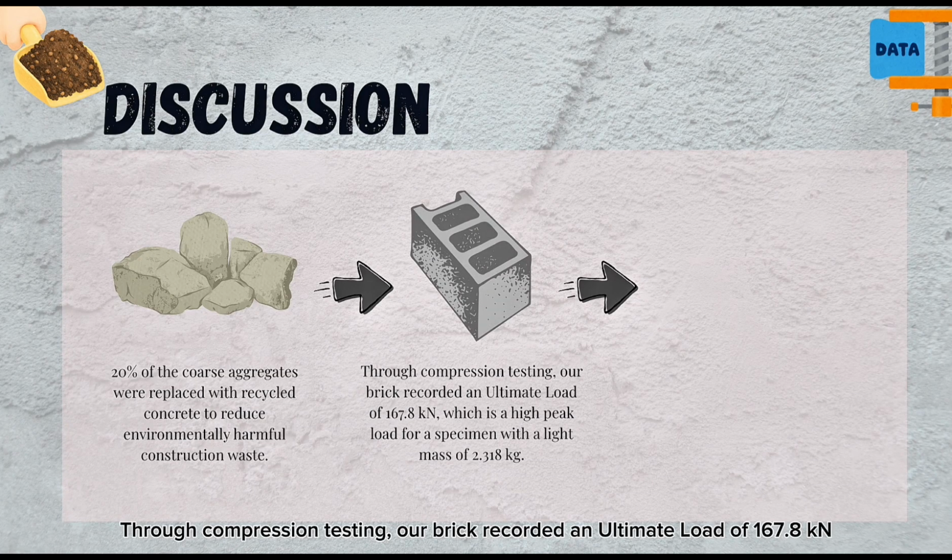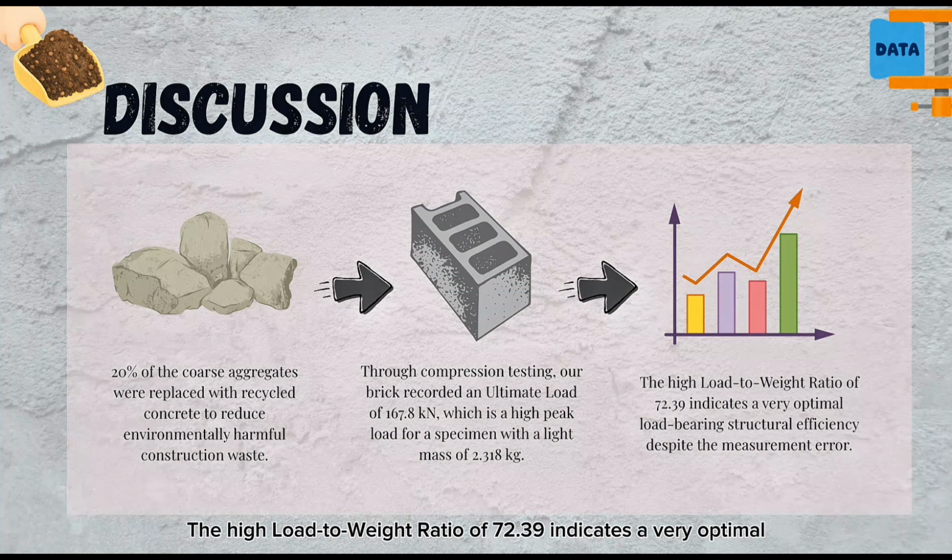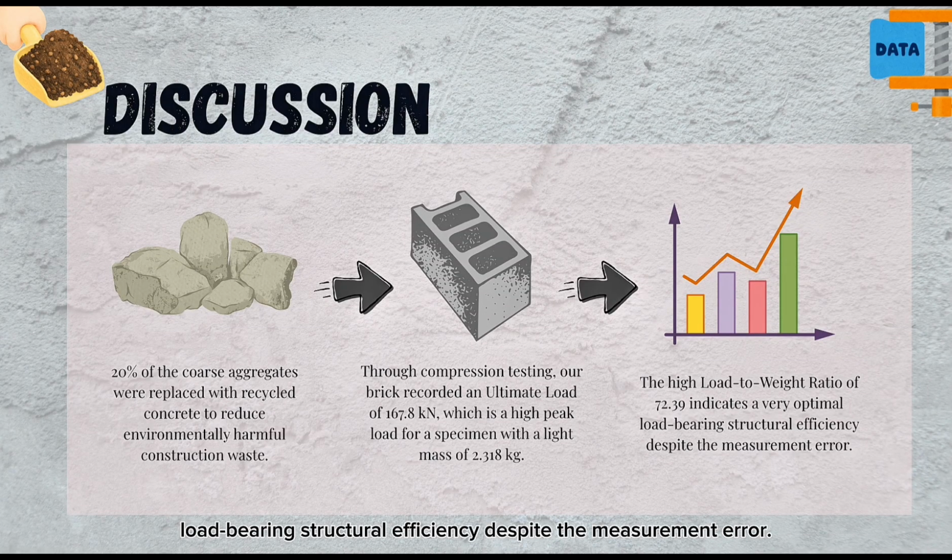Through compression testing, our brick recorded an ultimate load of 167.8 kilonewtons, which is a high peak load for a specimen with a light mass of 2.318 kilograms. The high load-to-weight ratio of 72.39 indicates a very optimal load-bearing structural efficiency despite the measurement error.